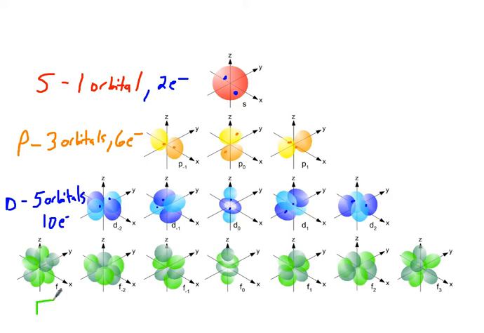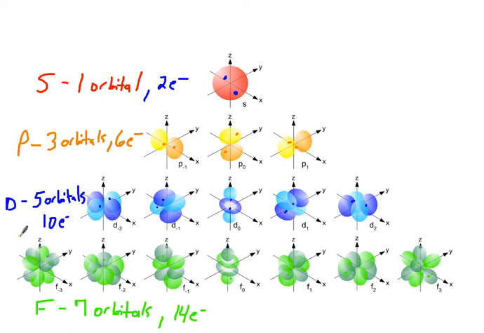And last group. Our last group is the F group, and it has 3, 5, 7 orbitals. 7 orbitals that can hold 2 each for a maximum of 14 electrons. So they're hanging out in here, some random place. We can't really determine it because they're moving too fast.